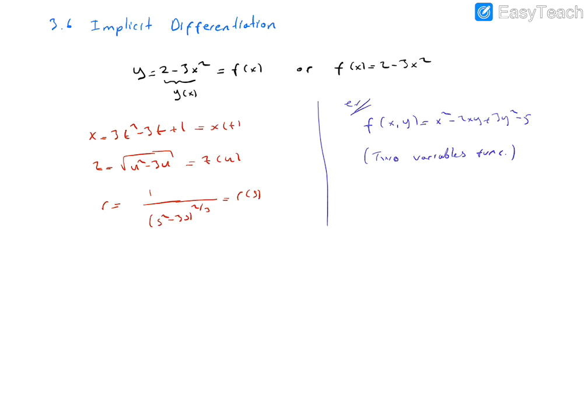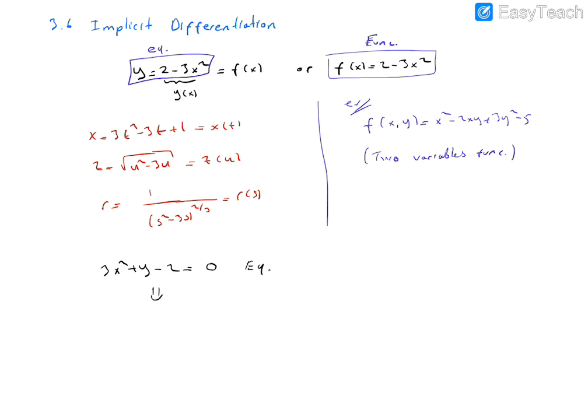Sometimes we need two variable equations. For example, this is an equation. If we write it in the f of x form, this is a function. So these are very related to each other. A two variable function can be given as an equation, for example, 3x squared plus y minus 2 equals 0.